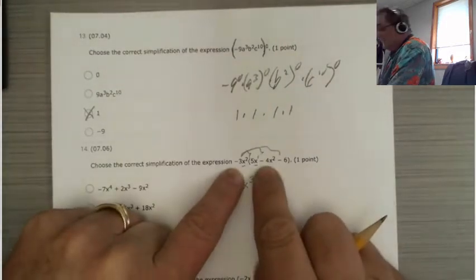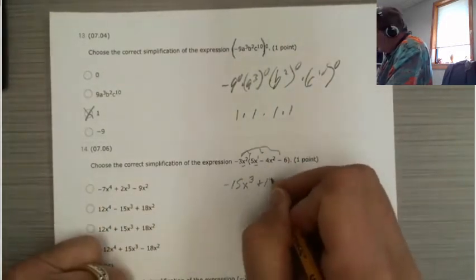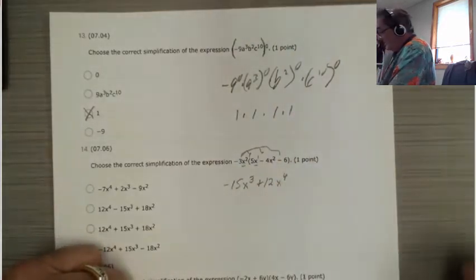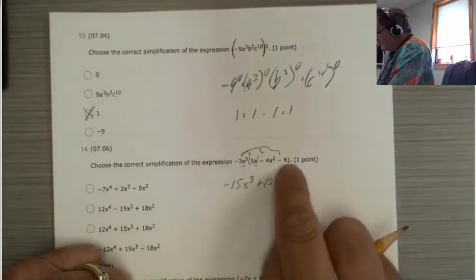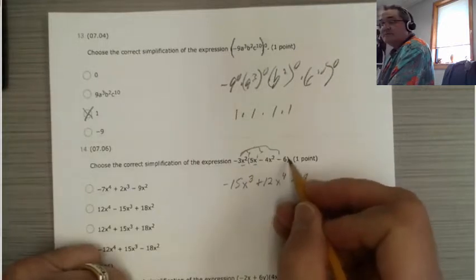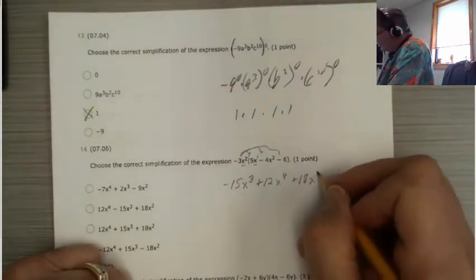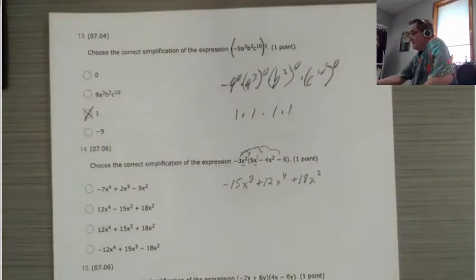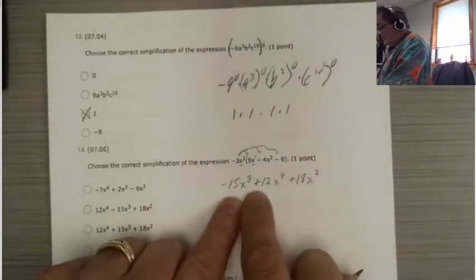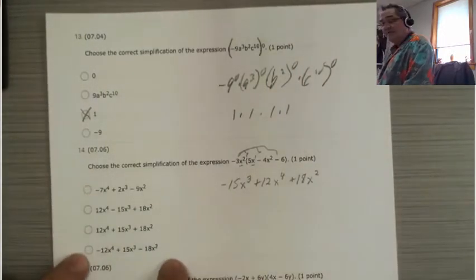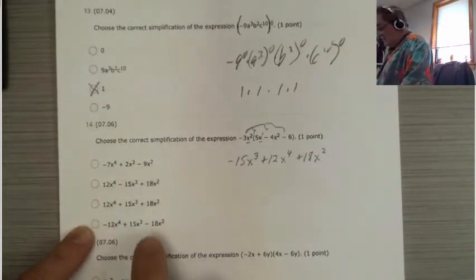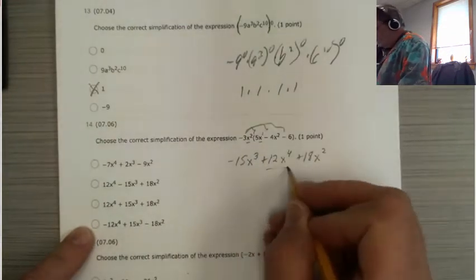Negative 3 times negative 4 is a positive 12. X squared times x squared is x to the fourth. And then a negative 3 times a negative 6 is a positive 18. X squared doesn't have an x, so it's just multiplied by 1 because there's an x to the 0, which would be 1. So this is our term. Now over here, notice these are all in standard form. They go from the largest, the fourth, the third, the second degree in the exponents. So our largest one is 12x to the fourth. So we need one that starts with 12x.